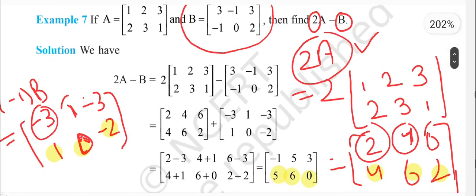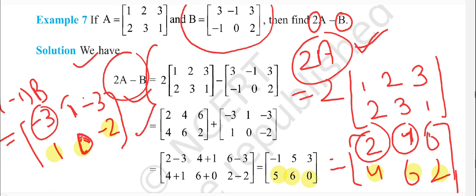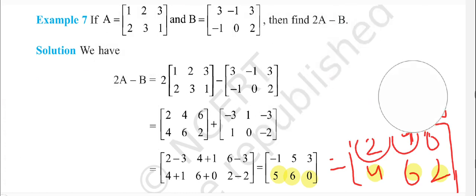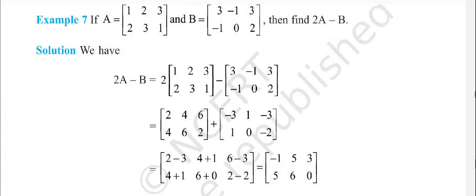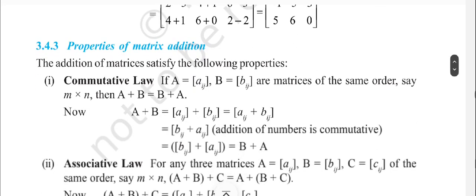You can do it in any way. Here also the author has done it in the same way as I have done it, but I have written it separately. Here it is written in a combined manner. Hope it is also clear. Now with this you are clear about the concept of addition of matrices and the multiplication of a matrix by a scalar. Let's move ahead to the properties of matrix addition.